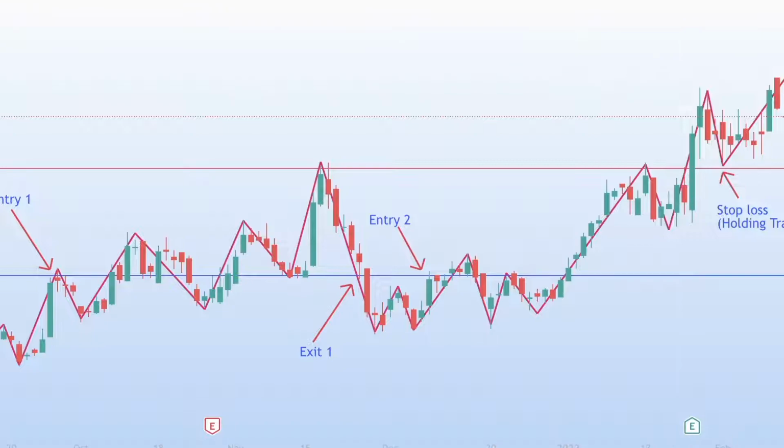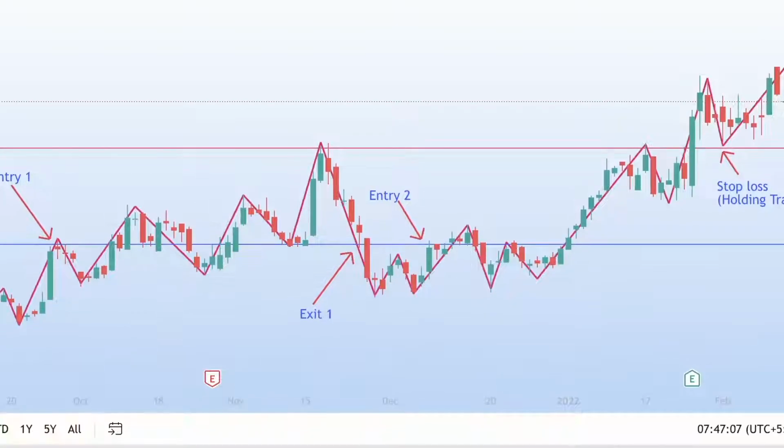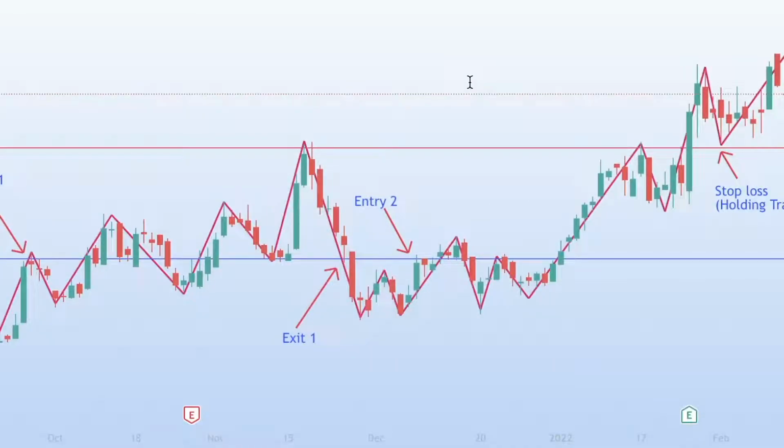Now all we have to do is just take a screenshot. We have this camera button here. Take a screenshot, save the chart image, and open your WhatsApp Web and share this image on the WhatsApp group. This is the image. Please share it on the WhatsApp group.